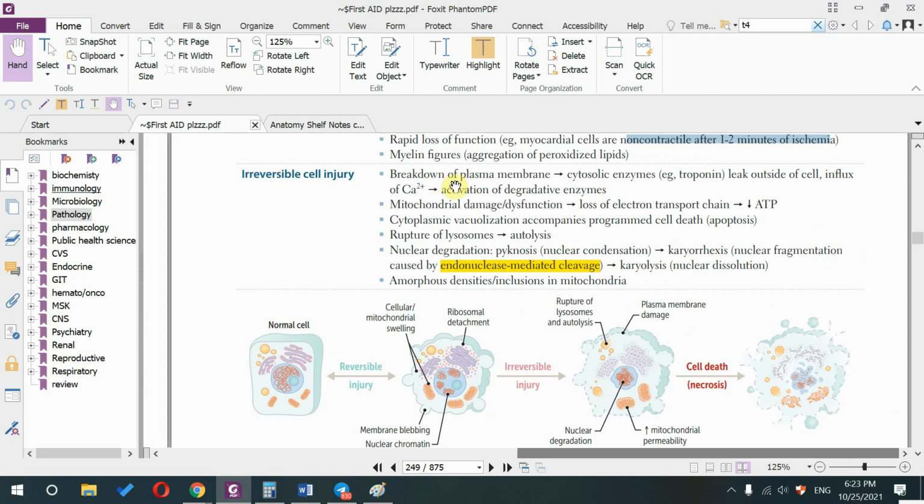So let's speak about tearing. It's a breakdown of the plasma membrane. If the plasma membrane breaks, what will happen? Your cytosolic enzymes, like the troponin in case of the heart, will leak outside. And there will be influx of calcium, which leads to activation of degradative enzymes.